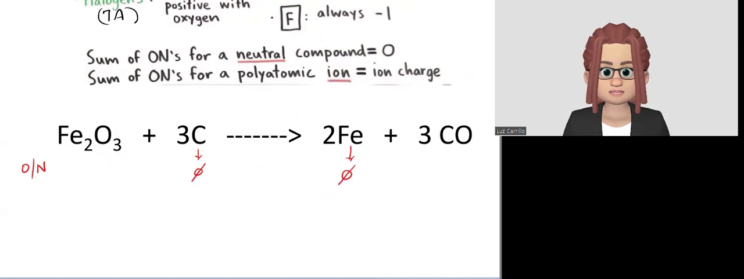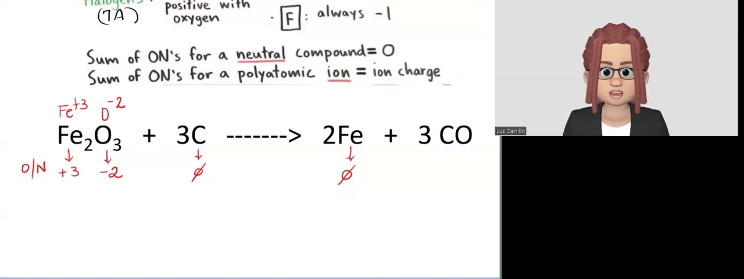Next, we can observe that in the reactant, we have an ionic compound, iron 3 oxide. If we break this molecule into ions, the ion charge will be their oxidation number. Our iron is +3, our oxygen is -2. And all I did was reverse the crisscrossing to find these ion charges. So what this shows me is that iron oxidation number is +3. Oxygen oxidation number is -2 in the reactant.